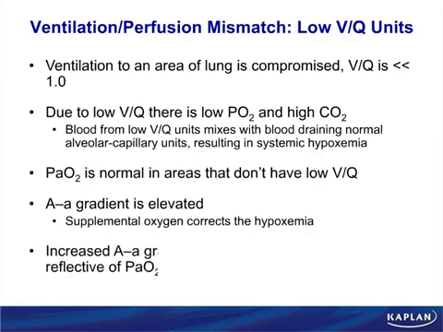Because I have an elevated AA gradient, end-tidal PO2 is no longer reflective of arterial PO2. I have a normal looking end-tidal PO2, but arterial PO2 is low. I have hypoxemia. I have an elevated AA gradient. This is true for all of them in which we have an elevated AA gradient. So what increases the AA gradient? Diffusion problems and VQ mismatch, low VQ units.